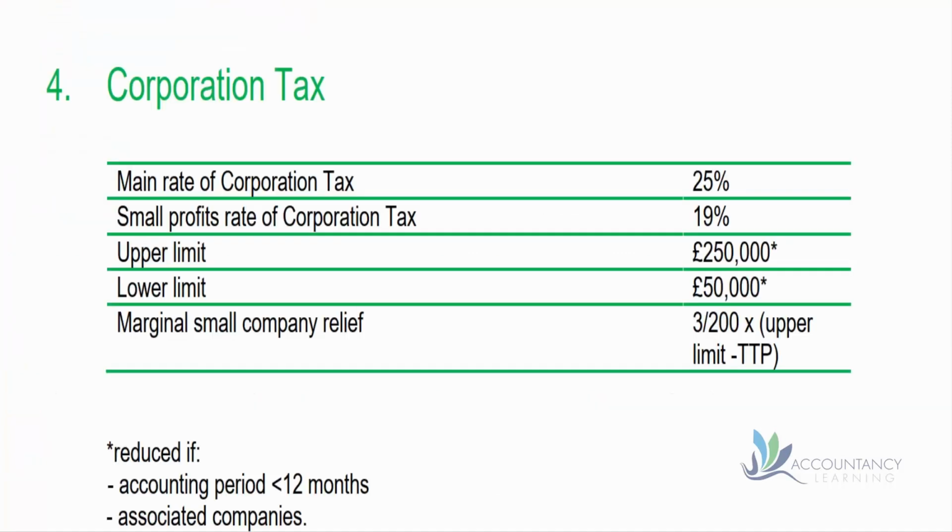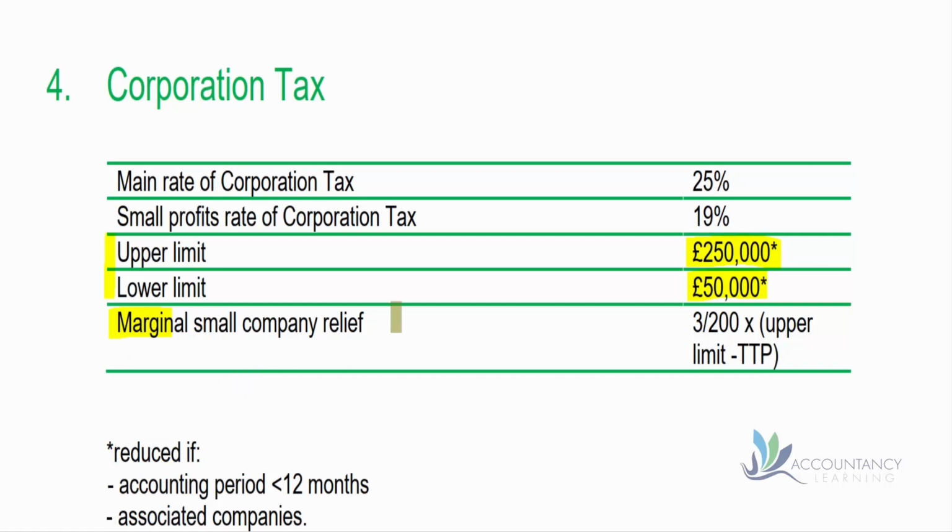So let's have a look at the reference materials to guide us with this. We're looking at section 4 on corporation tax. We can see we've got a variety of limits. We've got our lower limit of 50,000 and an upper limit of 250,000. In this case, we have a profit of 160,000, which is between the two limits. And therefore, we need to apply marginal relief.